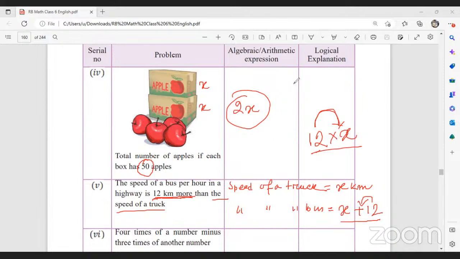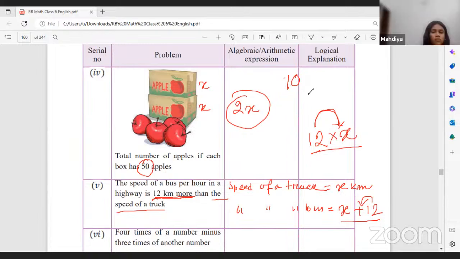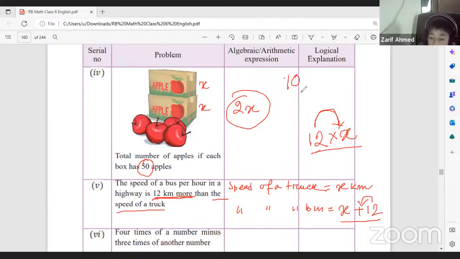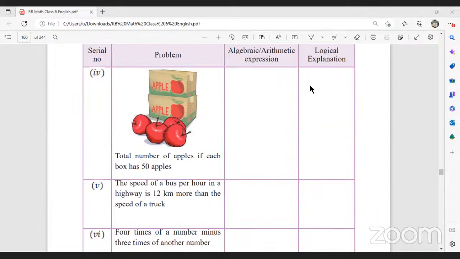If you are told that your cousin's age is 12 years more than your age, and your age is 10, what will be your cousin's age? 120 or 22? Sir, 22. So more than means plus 12. Understood? Yes, sir. Okay, fine. Let's go for something more.